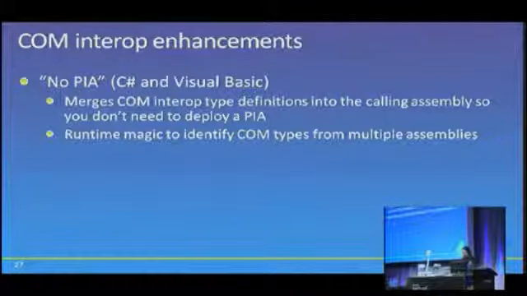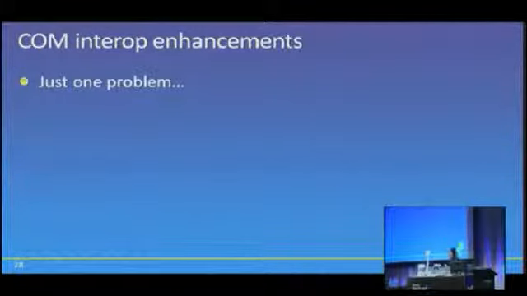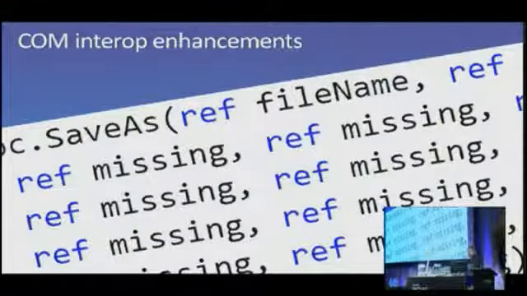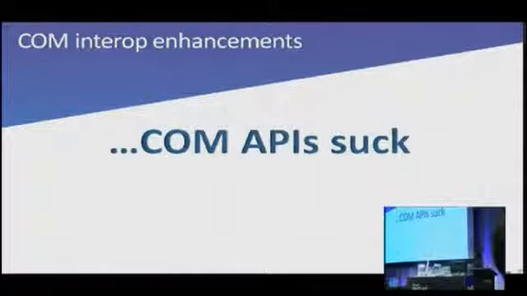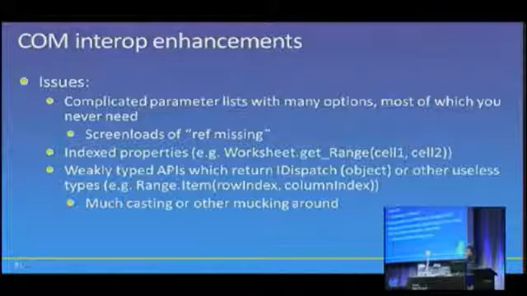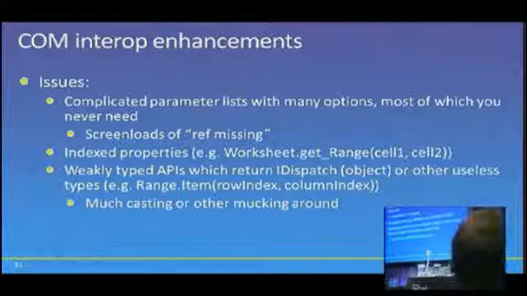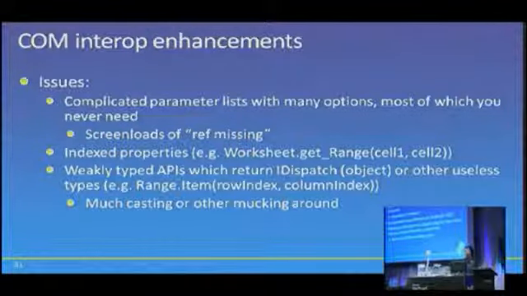So that pretty much solves the COM interop issue, except for one small problem. I think you know what the problem is. The problem is that COM APIs, or some COM APIs, are just extremely painful to use. We've got these very complicated parameter lists with lots and lots of options, and most of them you just never need. You formally have to pass something for them, but it's always just ref missing.